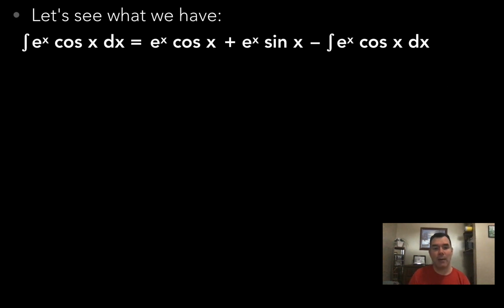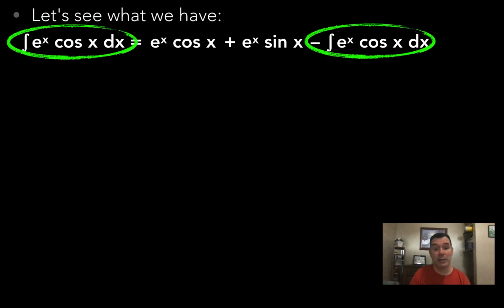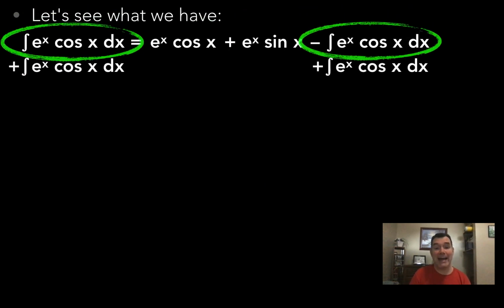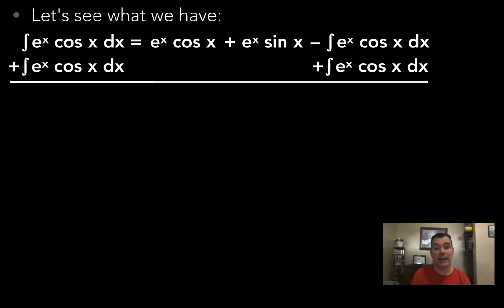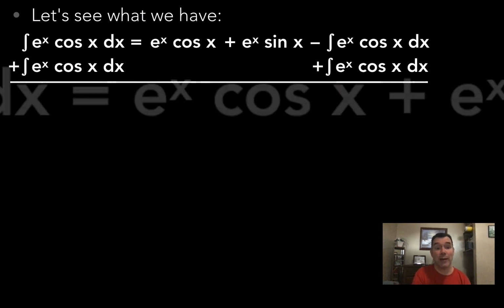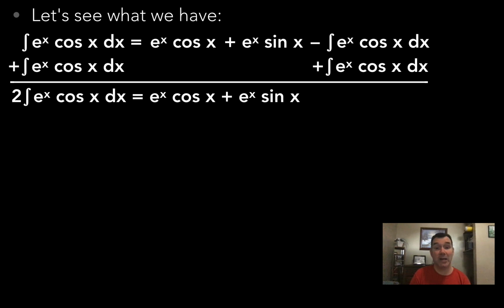But if I look at what I have so far, the integral on the left-hand side and the integral on the right-hand side are exactly the same. So what I can do is combine both of those on the left-hand side of the equation by simply adding the integral of e to the x cosine x dx to both sides. So now I have 2 of them on the left and none of them on the right. I just have an expression with no integrals on the right-hand side.